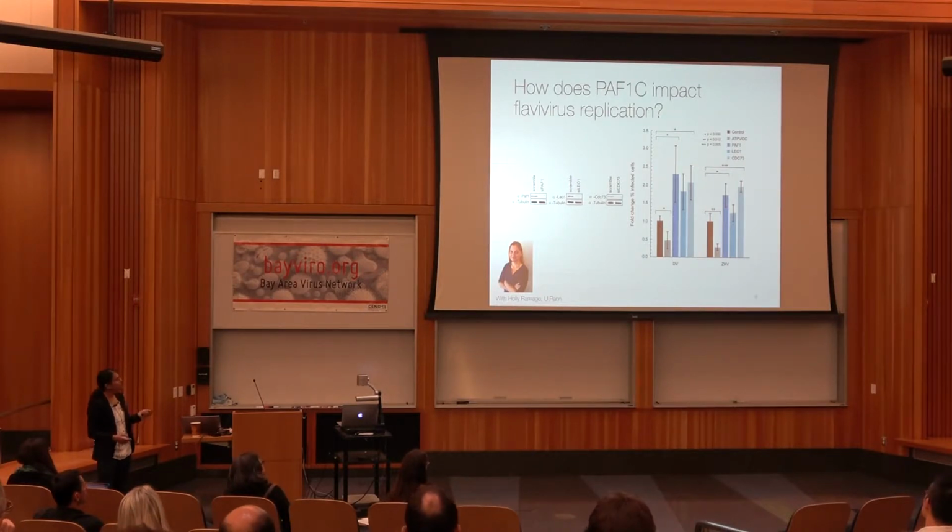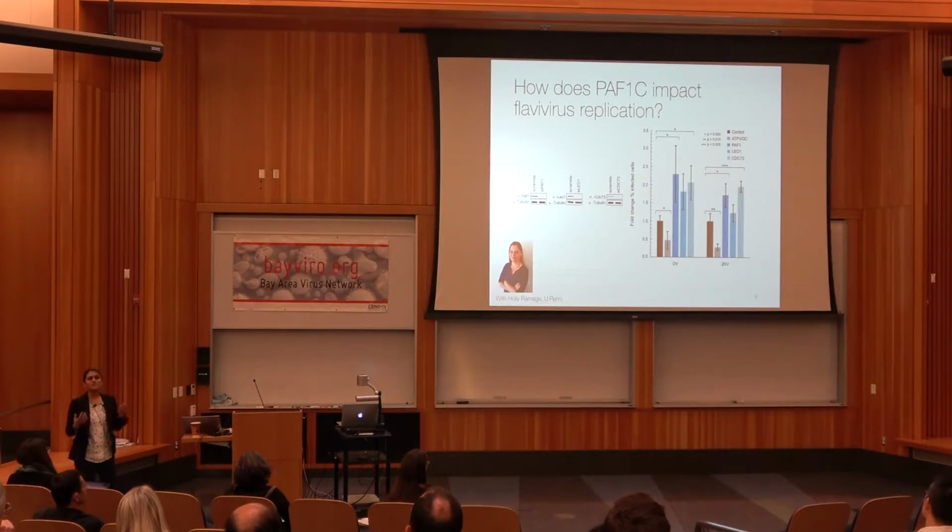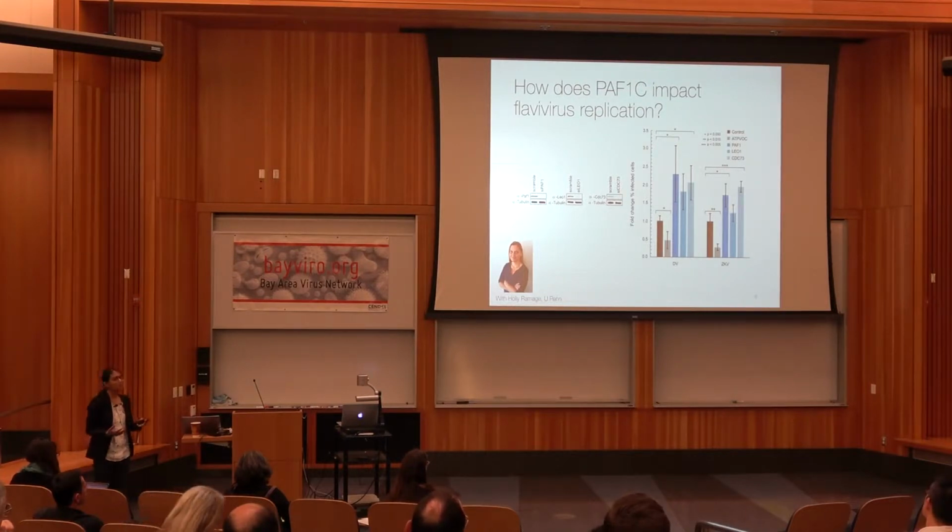What you can observe here, if you look at the blue bars compared to the black bar, which is a control, is that knockdown of 3 of these PAF1C complex members increases viral infectivity for both dengue and Zika. This suggests that PAF1C is somehow restricting virus replication for flaviviruses, but we wanted to understand whether this physical interaction with NS5 has anything to do with its biology.